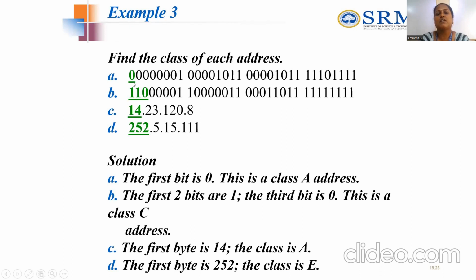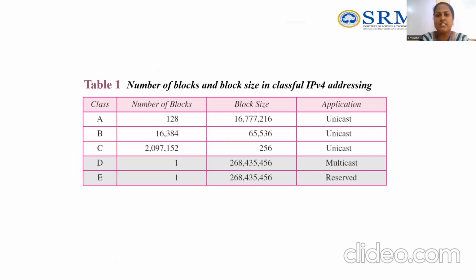So instead of going byte by byte, simply we can identify this binary is starting with the leading 0. So it is a class A address. It is starting with the value 110. So the first 2 bits are 11 and the third bit is 0. So it is a class C address. In the dotted decimal notation, the first byte is 14, which is in the range of class A, whereas 252 is in the range of class E. So based on the leading bit value and the decimal value, we can easily identify which class it is.